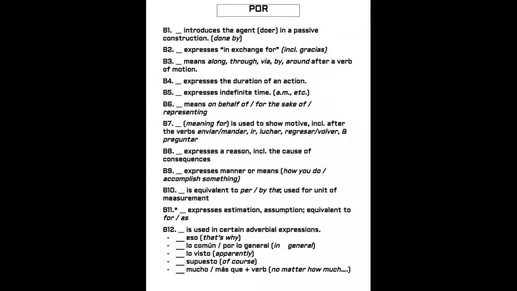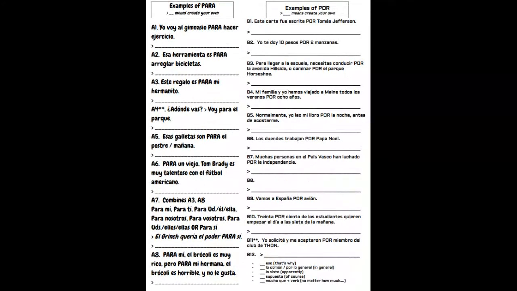Okay, here's another example. Yo voy al gimnasio para hacer ejercicio. I go to the gym to do exercise, or in order to do exercise. Okay, so you're going to create your own underneath the A1 example there.